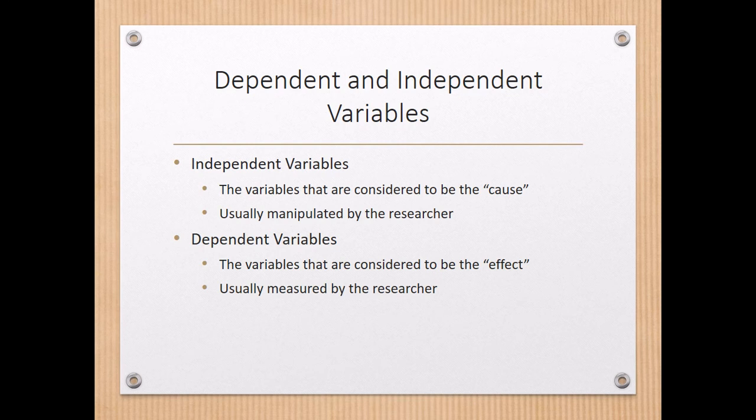The dependent variable is the variable considered to be the effect. This is the variable measured by the researcher. And one way to remember this relationship is: the dependent variable depends on the independent variable. This might be a good phrase to commit to memory to help you. And let's talk about it some more.